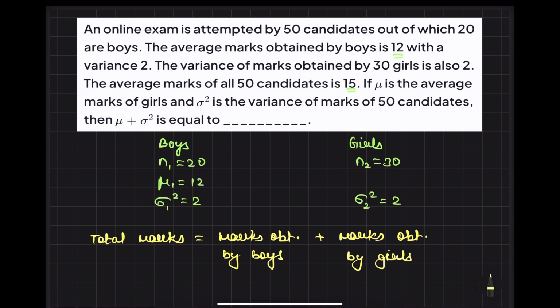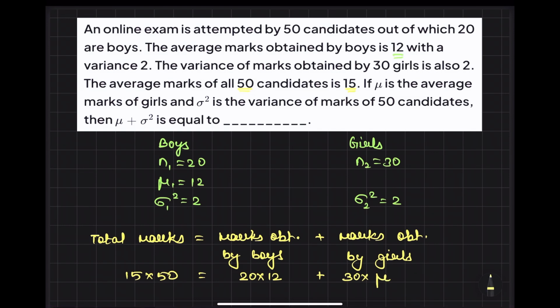Now, as they are saying that the average marks of 50 candidates is 15, the total marks would be 15 into 50, means each candidate is scoring 15 marks, so 50 candidates will score 50 into 15. Now these guys are talking about the boys. Total number of boys is 20 and average marks of a boy is 12, so can I go with 20 into 12? Now you know that the number of girls is 30, so can I go with 30 into x? x is mu, and I'll go with mu.